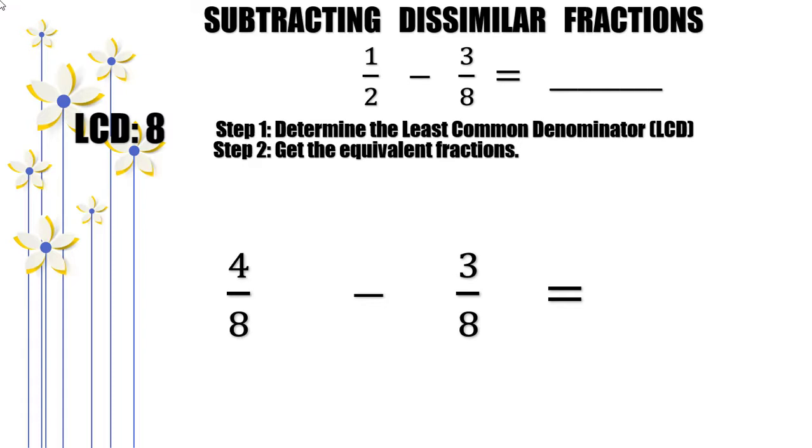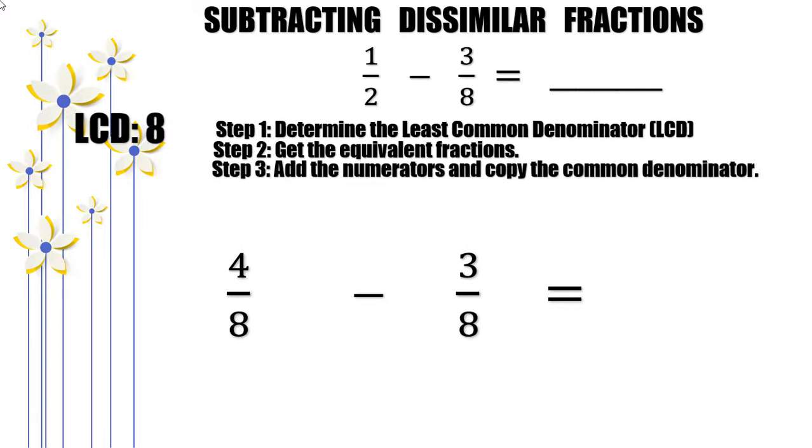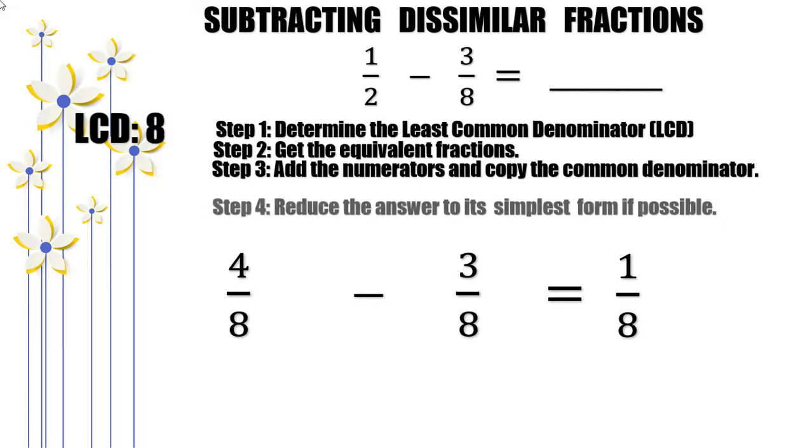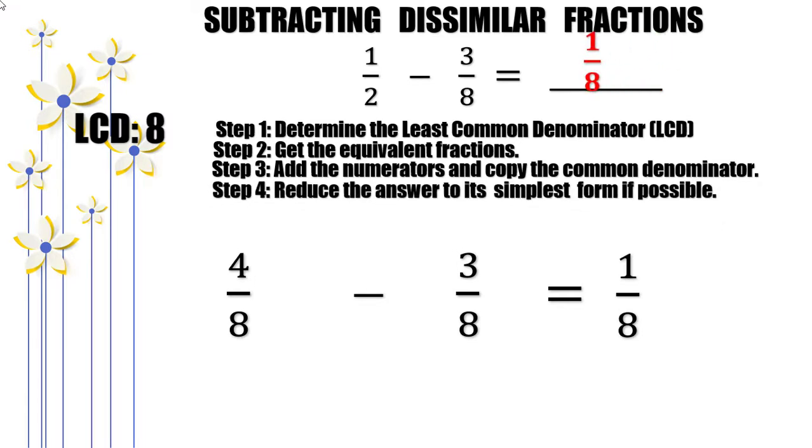Third, we subtract the numerators and copy the common denominator. 4 minus 3 is equal to 1, then copy the common denominator, which is 8. We have 1/8. Since 1/8 is irreducible, meaning it can't be reduced to a simpler term, then 1/8 is our final answer. Therefore, 1/2 minus 3/8 is equal to 1/8.